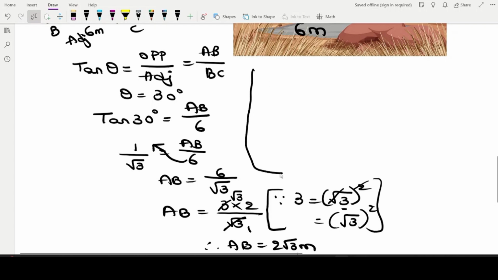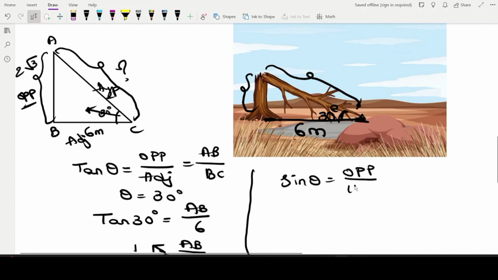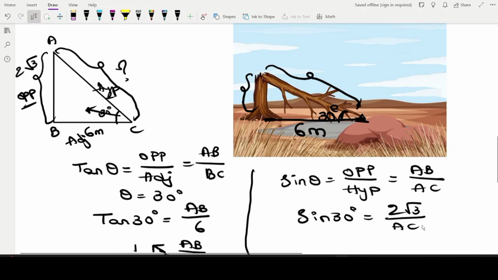Now let me explain the other part here itself. We got this value as 2 root 3 meters. Now you need to find the value of the hypotenuse. So we can use this thing here. The trigonometry ratio that combines both opposite side and the hypotenuse would be sine theta equals opposite side divided by hypotenuse. So the opposite side would be AB and the hypotenuse would be AC, and theta will be 30 degrees. Sine 30 degrees equals, we know that the AB value is 2 root 3 divided by AC. What is sine 30 degrees? It's 1 by 2, equals 2 root 3 divided by AC.